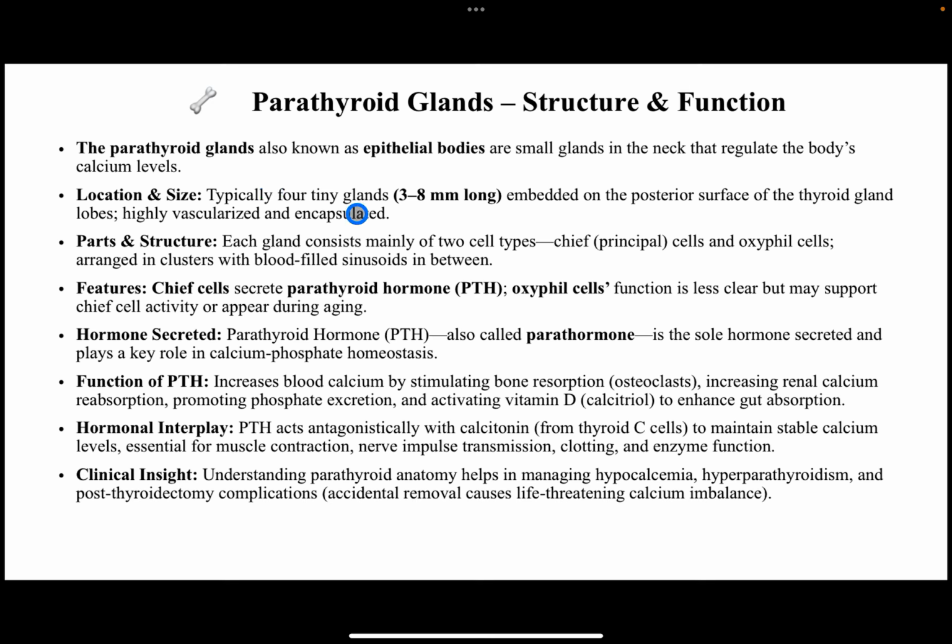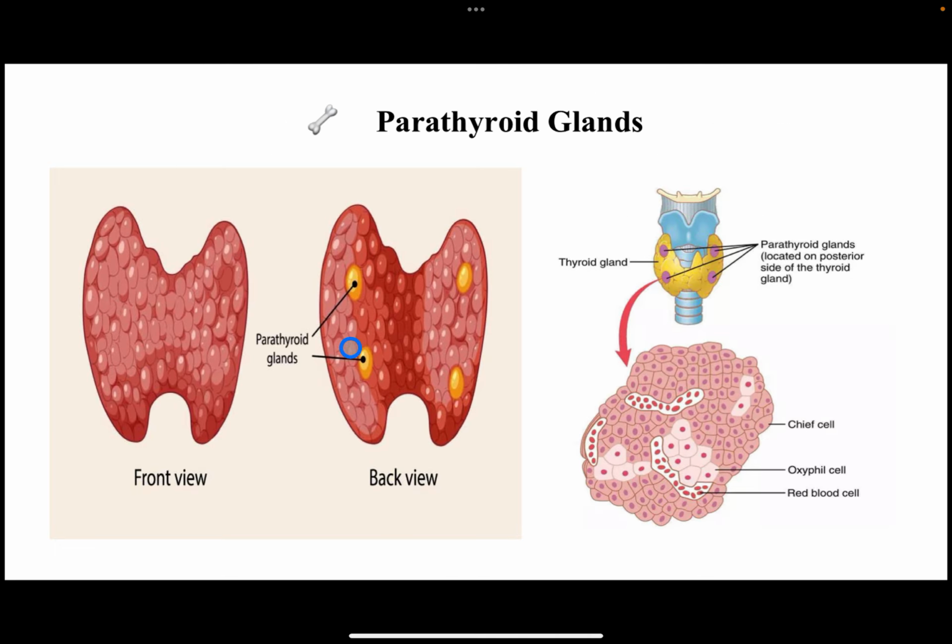Now, like I said, typically they are 4 tiny glands, about 3 to 8 mm long, and they are embedded on the posterior surface of the thyroid gland lobes. Just like the thyroid gland, these glands are also highly vascularized and encapsulated. So this is where they are located. This is the posterior view of the thyroid gland, so these glands are actually at the back or behind the thyroid gland.